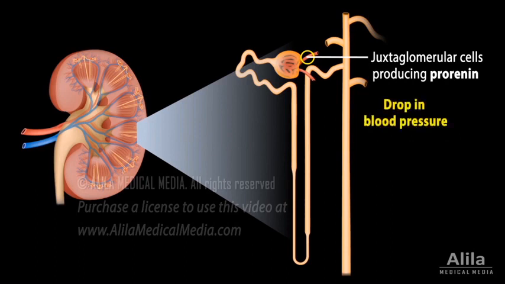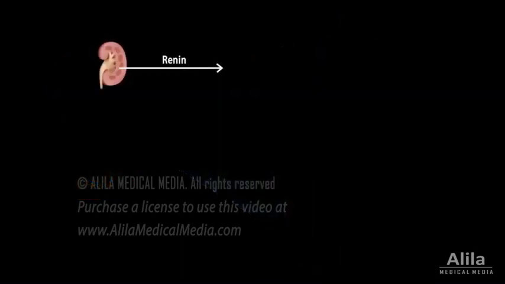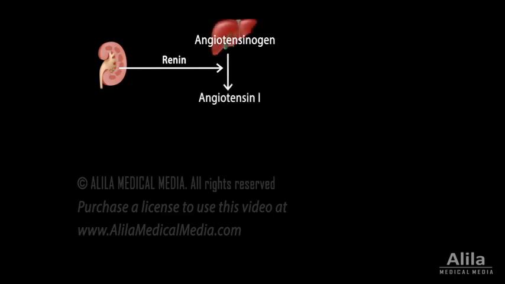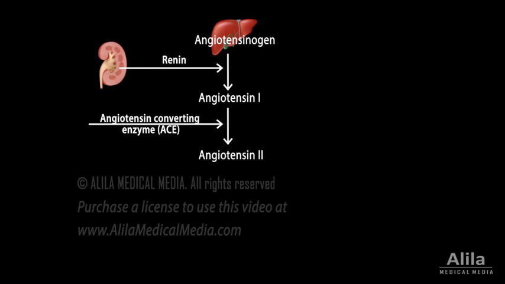Upon activation by a drop in blood pressure, pro-renin is cleaved to form renin, which is released into the blood. Renin converts a plasma protein called angiotensinogen, produced by the liver, into angiotensin I, a peptide of 10 amino acids. Angiotensin I is further converted into angiotensin II, an 8 amino acid peptide, by the angiotensin-converting enzyme, ACE, predominantly present in the lungs and kidneys.